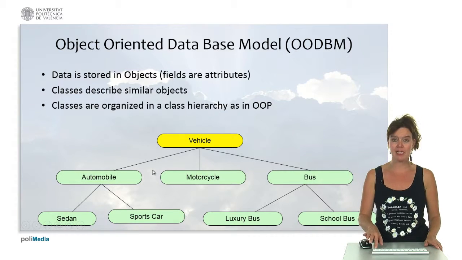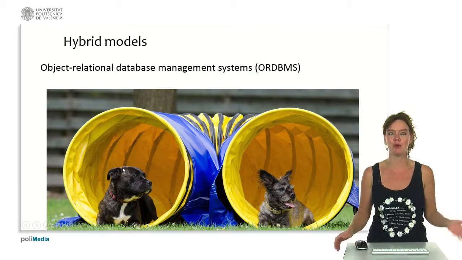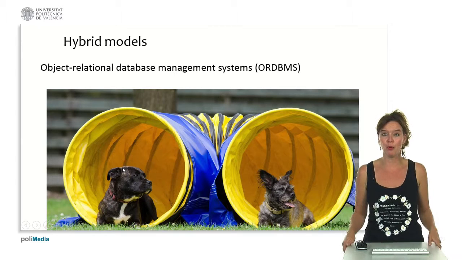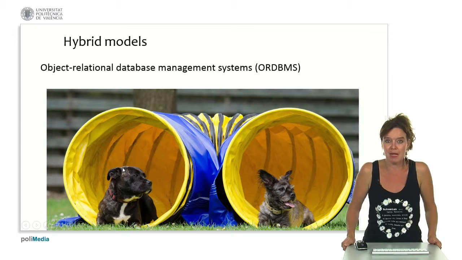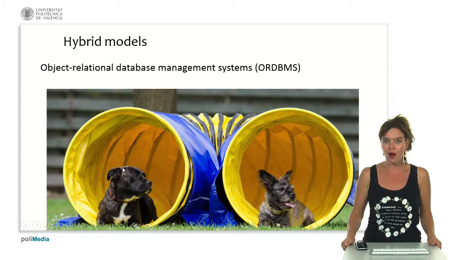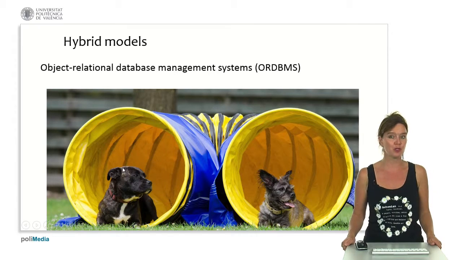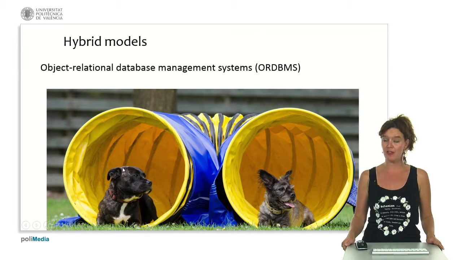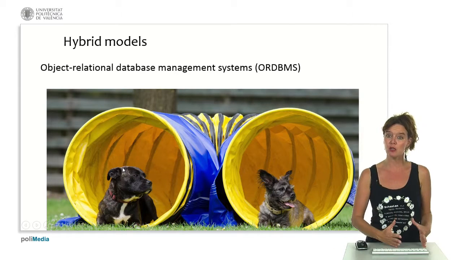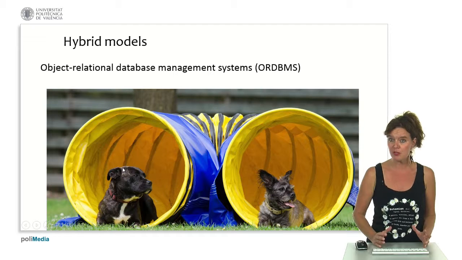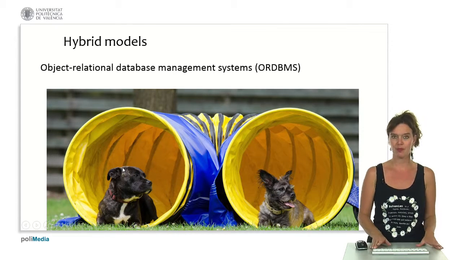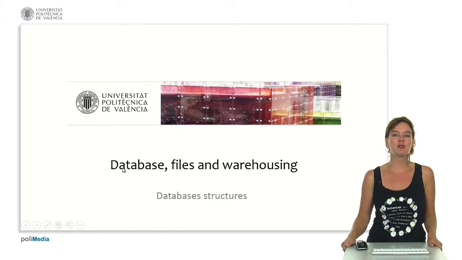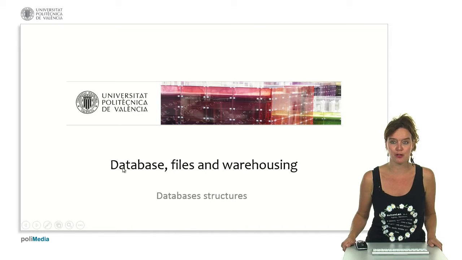And then finally, as I indicated, you can have hybrid models. You have, for example, models that are object relational database management systems, ORDBMS. Not going to go into details, but you can imagine that this is a hybrid solution where we have tables of objects and relations. In the next part, we're going to look more at structures of databases.